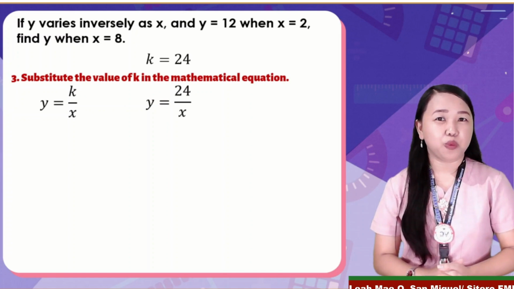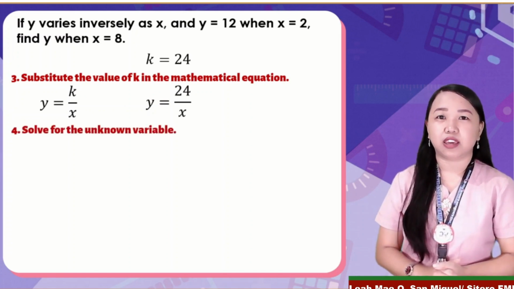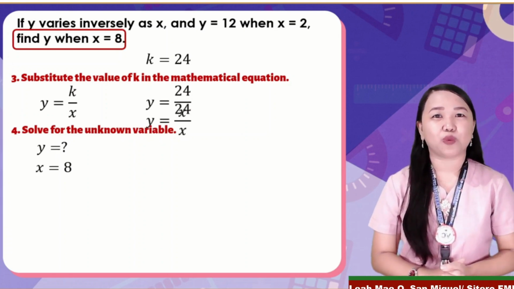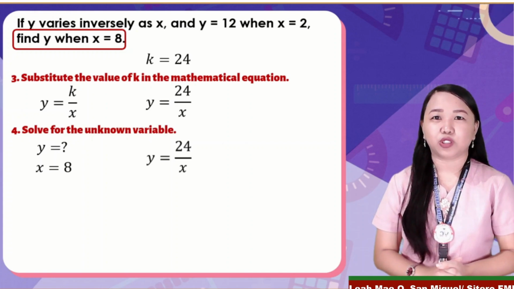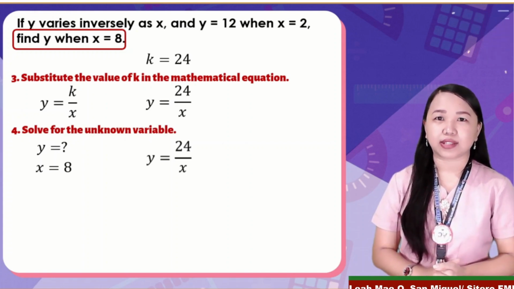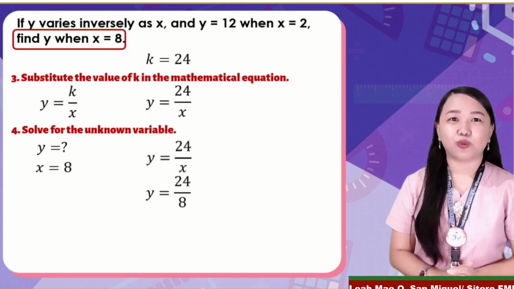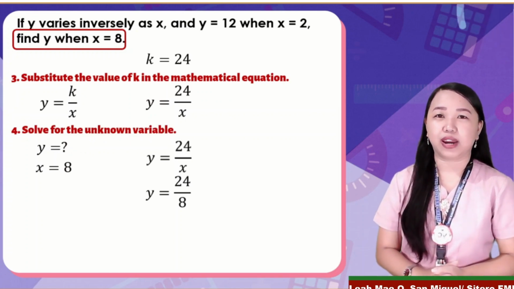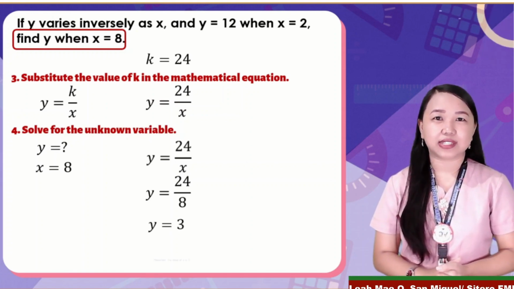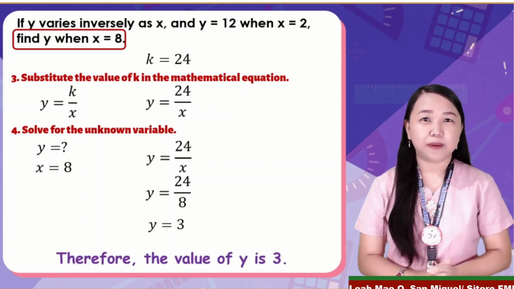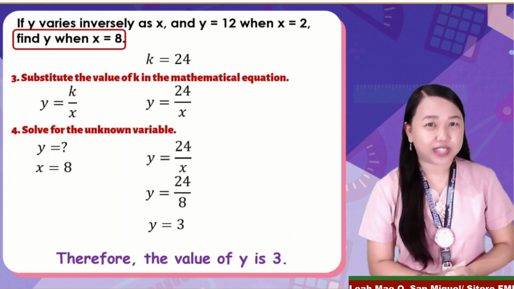Afterwards, solve for the unknown variable. We use the remaining given, which is x is equal to 8, to the new mathematical equation y is equal to 24 over x. By substitution, y is equal to 24 over 8. Simplify, 24 divided by 8 is 3. Therefore, the value of y is 3. Did you get the same answer?